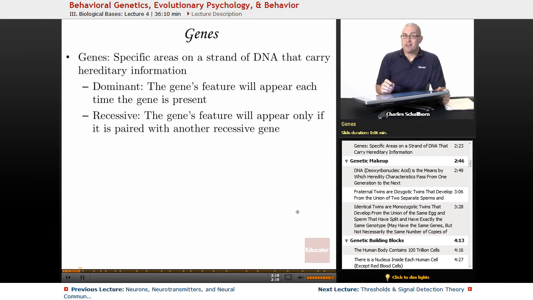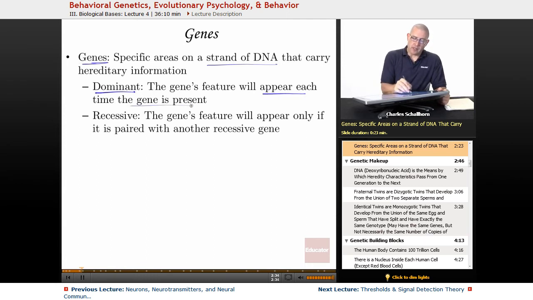Genes. Not just what you wear on casual Friday, but genes that are specific strand areas on a strand of DNA that carry hereditary information. There are dominant genes, where they will appear each time a gene is present, and recessive genes, where that feature will appear only if it's paired with another recessive gene. And I've got a nice little diagram to show you how that works coming up in a few slides.